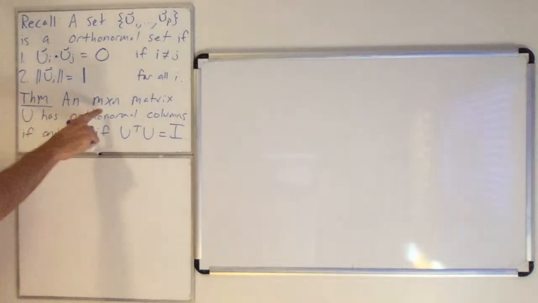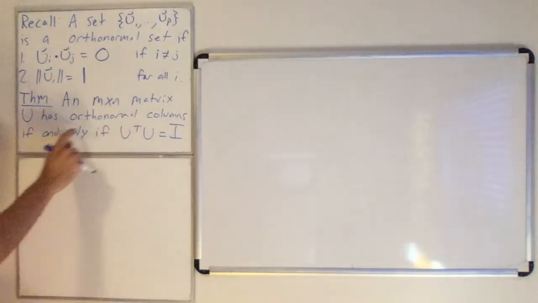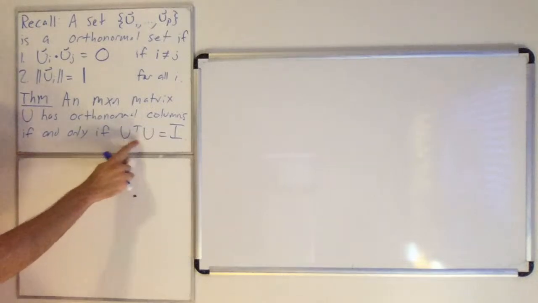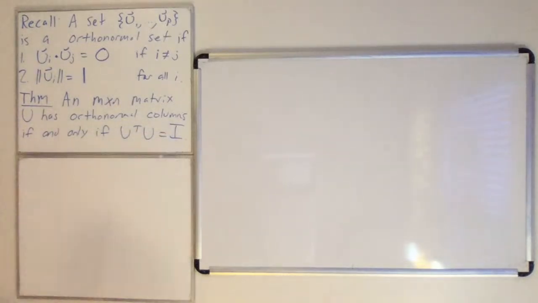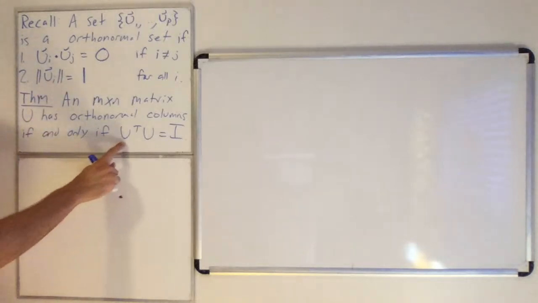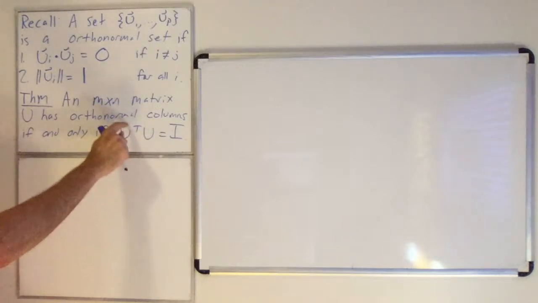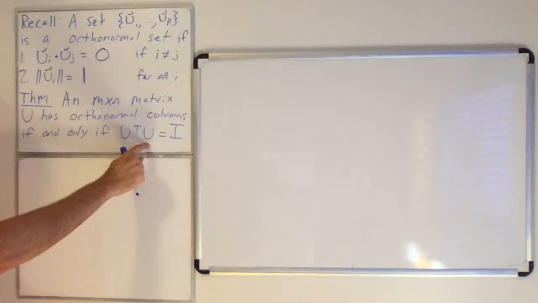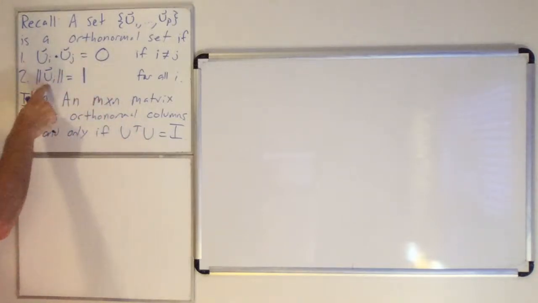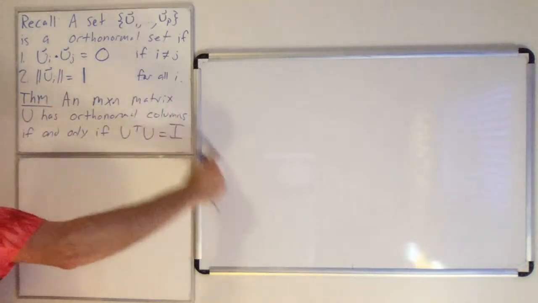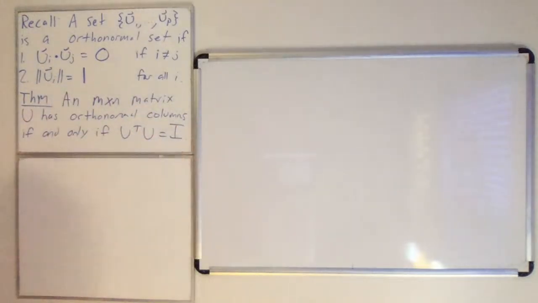Okay, so our theorem says an m by n matrix U has orthonormal columns if and only if U transpose U is equal to the identity matrix. This should follow immediately if you write out what the multiplication is, and we'll see it by an example eventually. But basically, if you take a row of U transpose, that's the same thing as a column of U, and you multiply it by one of the columns of U, it's going to be 0 unless it's the same entry, then it's going to be 1. So you'll have 1s down the main diagonal and 0 everywhere else.